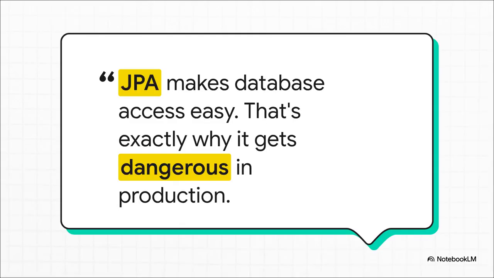JPA makes database access easy. That's exactly why it gets dangerous in production. Man, this quote just perfectly captures the double-edged sword of object relational mapping, doesn't it? The very abstraction that speeds up your development and makes your life easier completely masks the SQL realities underneath. And when you try to scale, well, those hidden realities turn into massive application crashing bottlenecks.